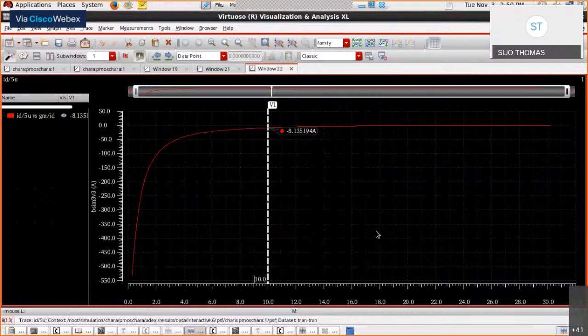Now, because the current is already known to us, it's the same current we are operating for, that is 300 microamperes. So 300 microamperes divided by 8.135 is approximately coming to how much? 40 u. 40 u, right? So the PMOS width we get as 40 u. And the gate to source potential difference for the PMOS will be the same as that for the NMOS, because we have chosen the same gm over ID.